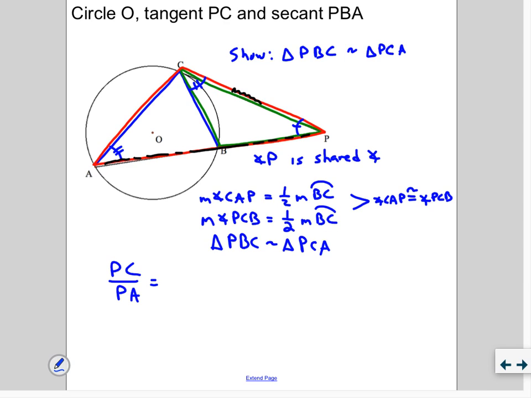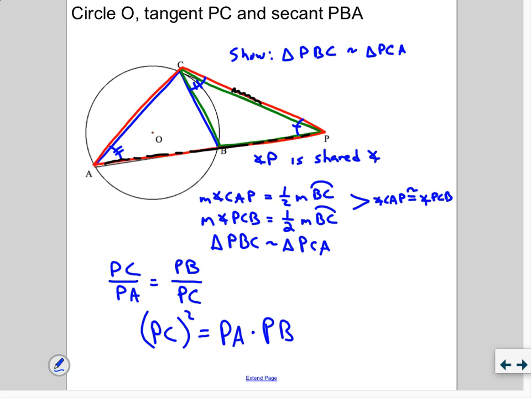Now, in the green triangle, PC, the tangent, corresponds to PB. And then also in my green triangle, I have side PC. So those are my two similar triangles. Now, if I do some cross multiplication again, check out what I get. I get that the square of PC times itself, equals PA, the whole secant, times PB, its external segment.